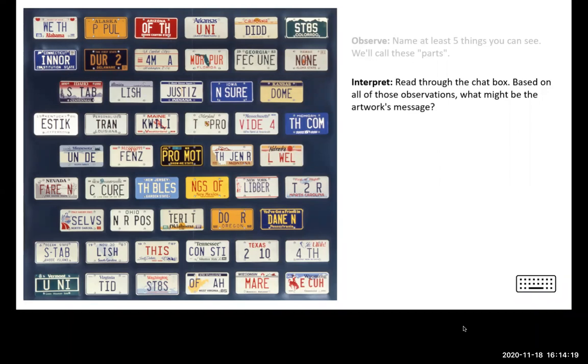Beautiful. Thank you, Marita. Thank you for leading us off. Interesting. I love what just happened. So already what seems to be a familiar set of phrases, what seems to be a familiar object, like license plates. We're already noticing that in the chat box right now are some ideas that tussle with each other. They kind of push and pull.